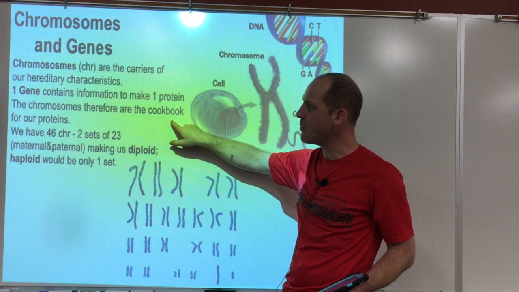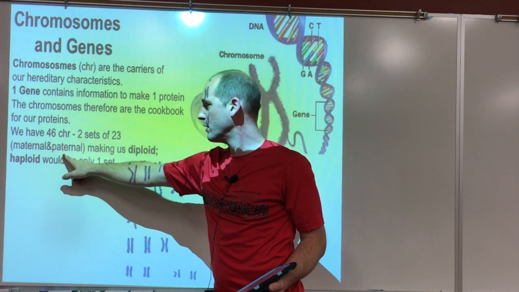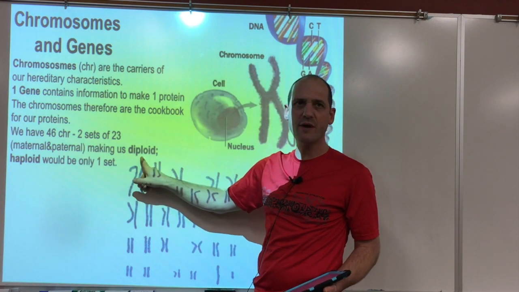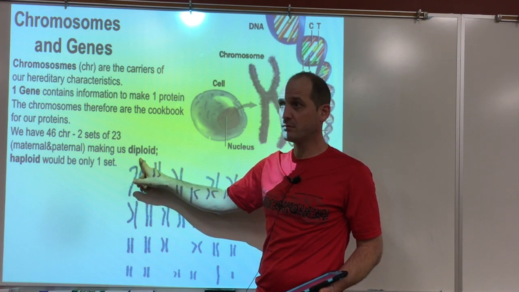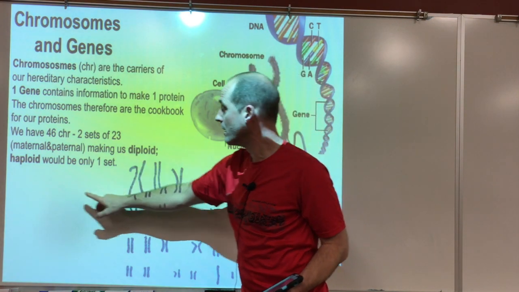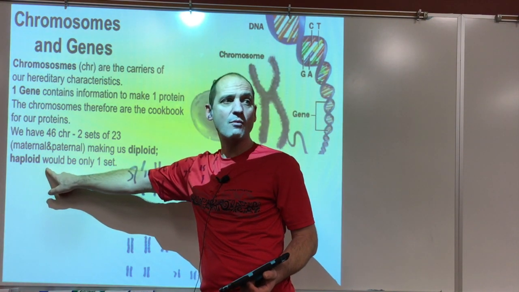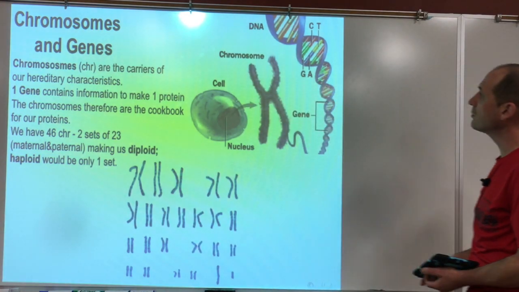We have 46 chromosomes, 2 sets of 23, mom and dad. That makes us a diploid. We have copies of 2. It's good to have copies. If one's damaged, maybe we have another one, we can use that one. But if we only have a one set, they call them a haploid in that world.